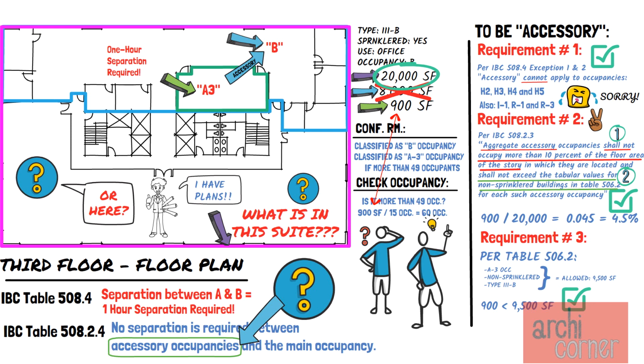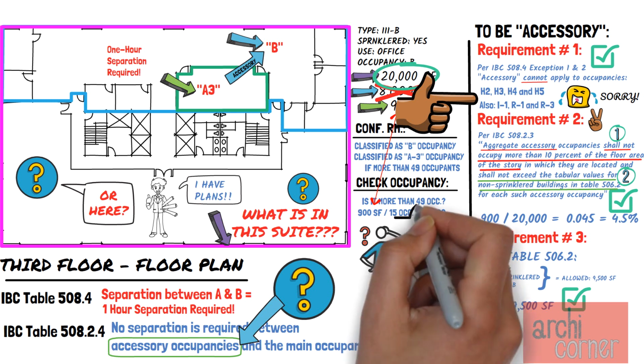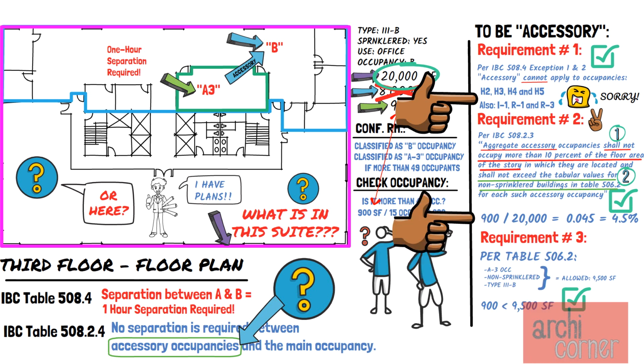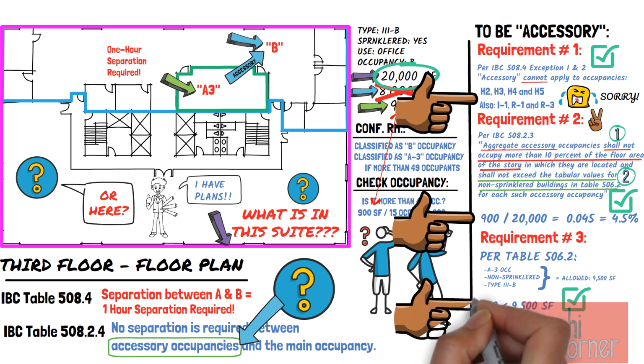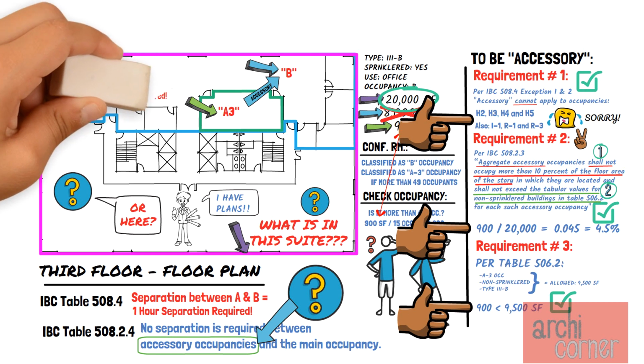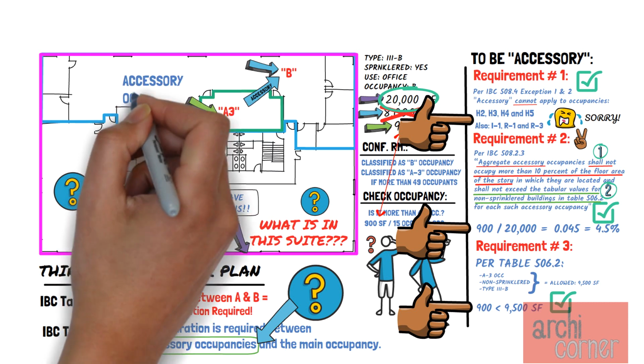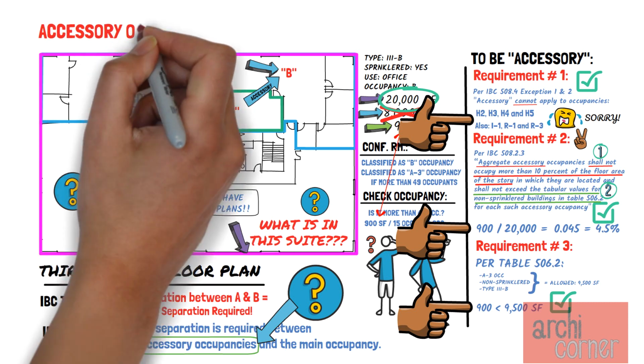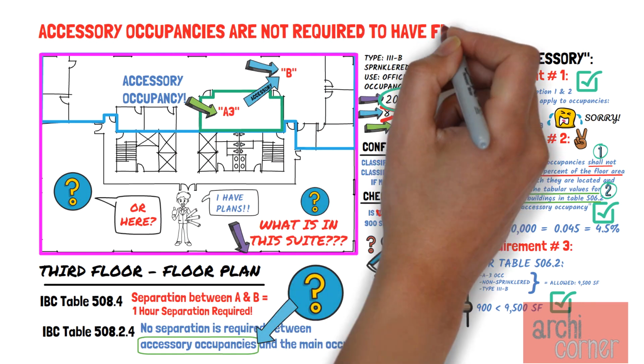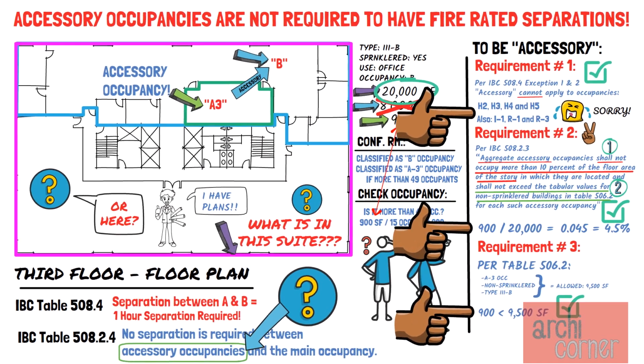In conclusion, our occupancies are not H2, H3, H4, H5, I1, R1, or an R3. So we're good. Our A3 occupancy is less than 10% of the floor area. So again, we are good. And third, our A3 occupancy is less than what is allowed per Table 506.2. So what is the result? This is considered an accessory occupancy and therefore does not need to have a fire-rated separation. Woohoo! It's as easy as that.